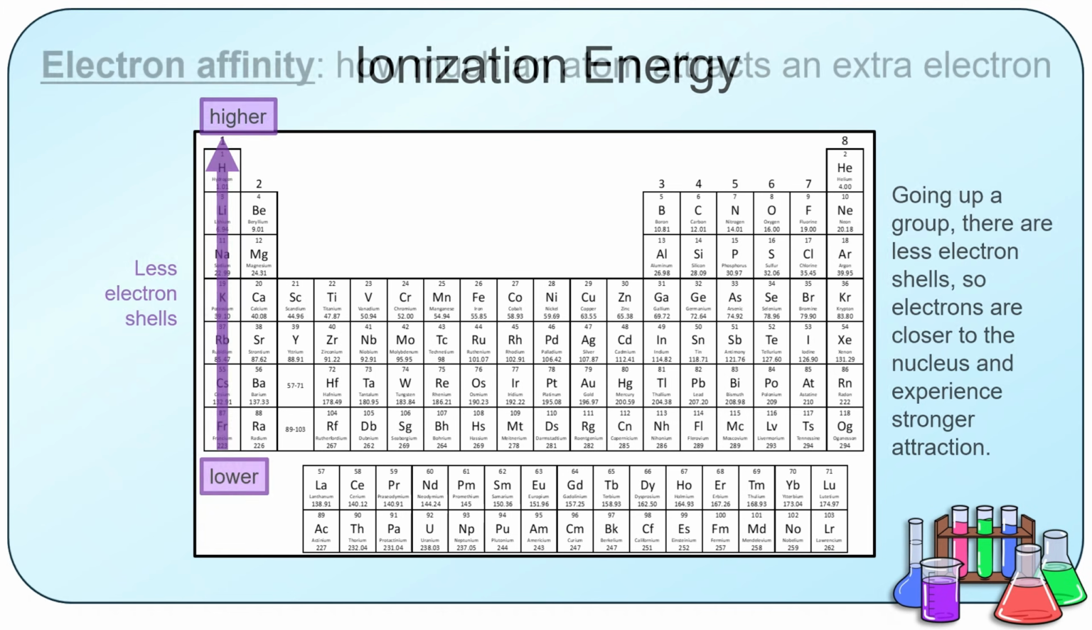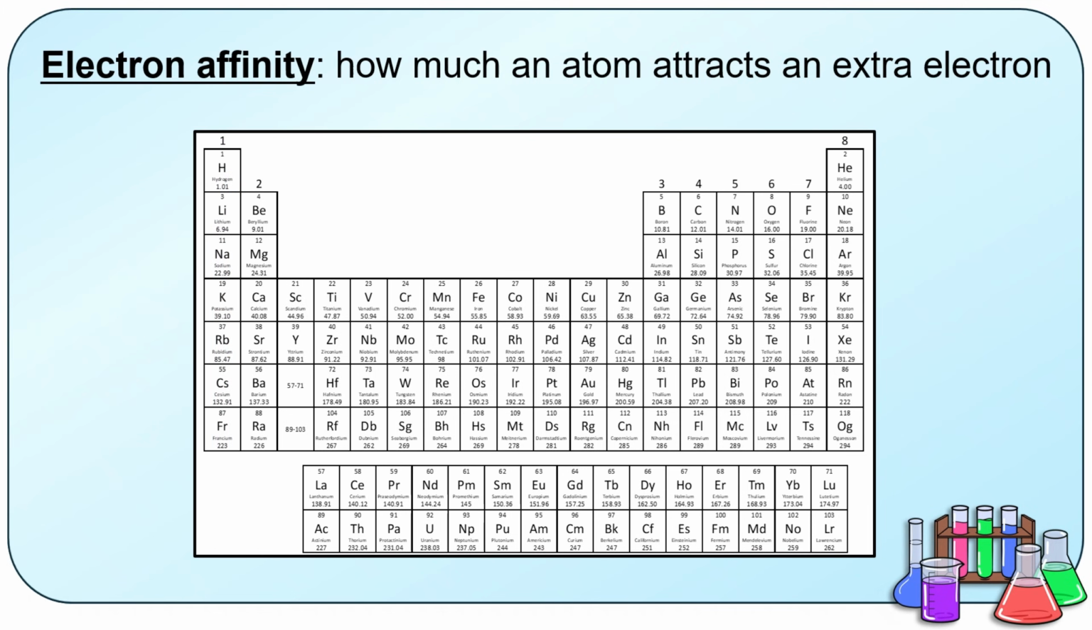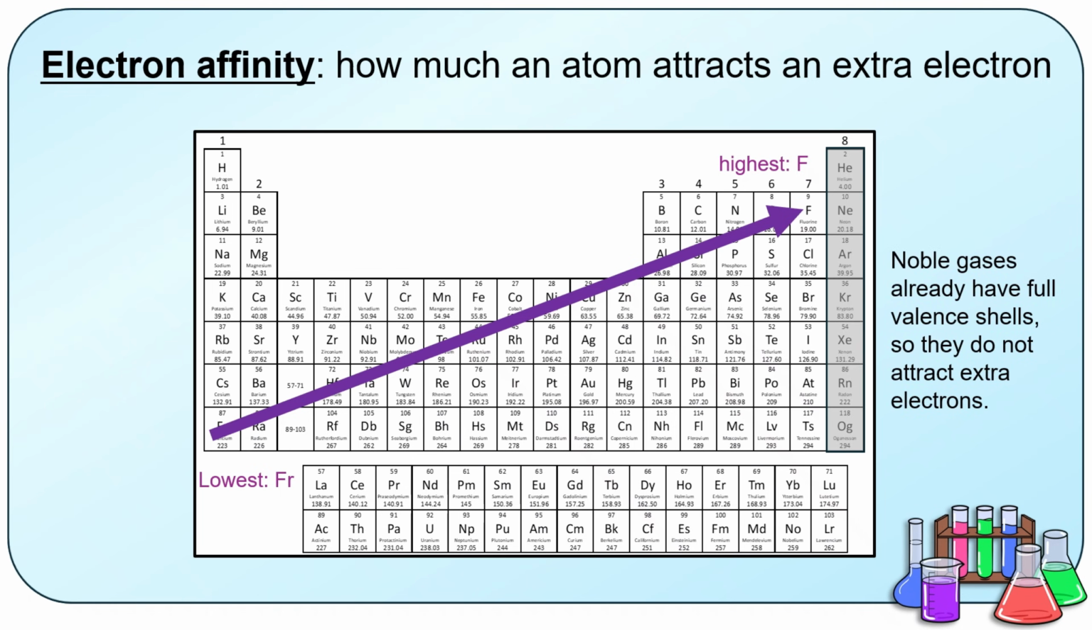Another periodic trend is electron affinity, which is how much an atom attracts an extra electron. Here's how electron affinity increases across the periodic table. Fluorine has the highest electron affinity, and francium has the lowest. Something important to remember is that noble gases do not have electron affinity. They're happy with their full valence shells, so they don't attract extra electrons.